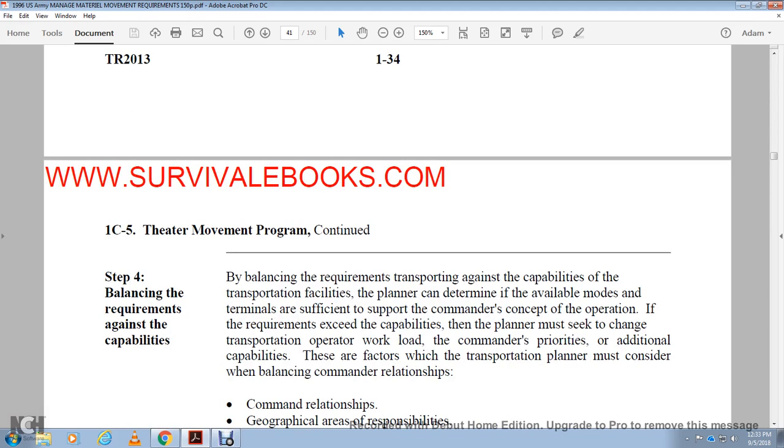By balancing the requirements of transportation against the capability of the transportation facility, the planner determines the available mode and terminal sufficient to support the component's concept of operation. For requirements that exceed capability, the planner must seek to change the transportation operator workload.